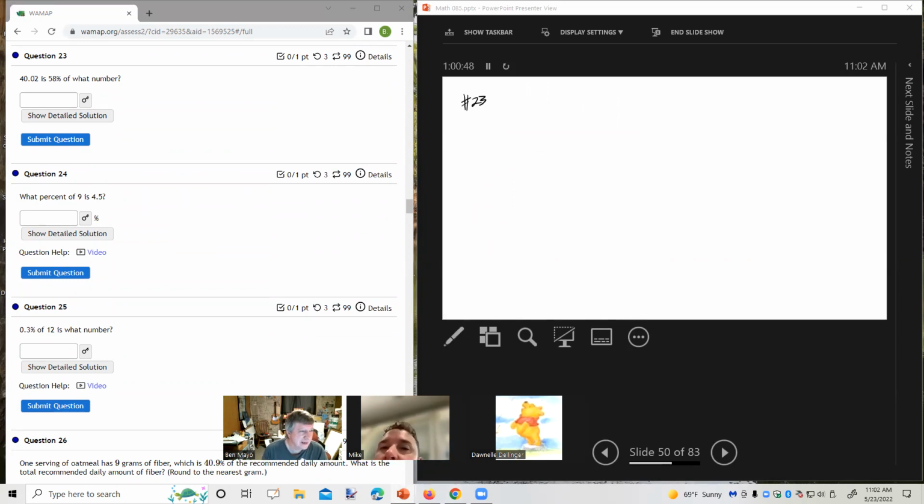23. We're going to translate this into an algebraic equation. 40.02 is 0.58 times what number? Okay, so is becomes equals, of becomes multiplication, and we convert the 58% into a decimal number, which is 0.58. Then dividing both sides by 0.58, I get 40.02 divided by 0.58, which is 69.